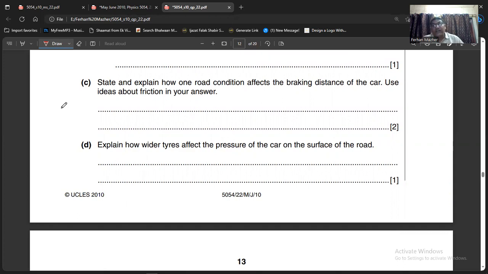And if the road is dry, it means there is no water on it, or any kind of lubricant on the road, for example oil leakage. When the road is totally dry, the friction between the tire and the road is larger, and the braking distance becomes smaller.